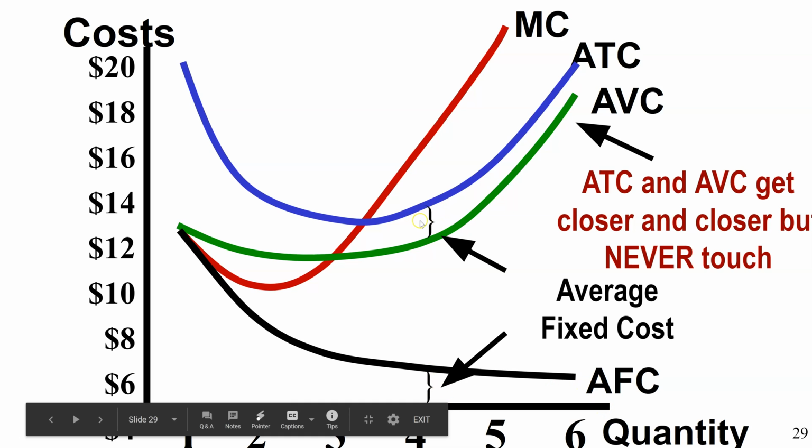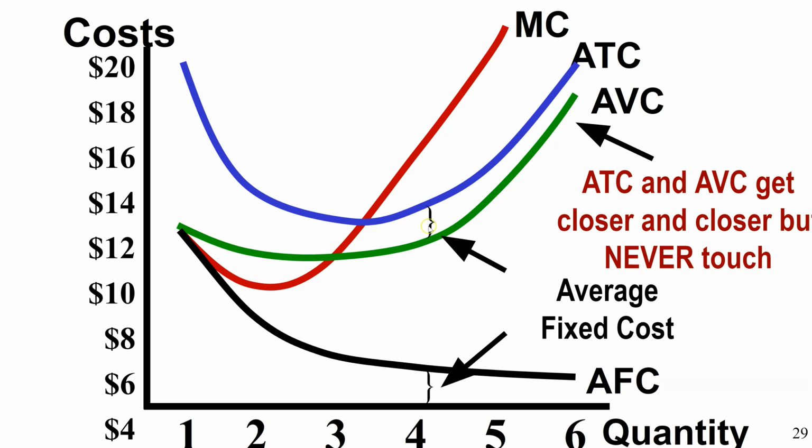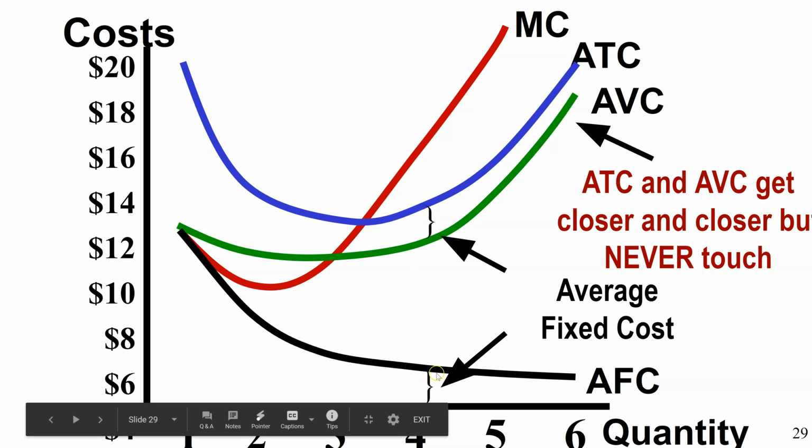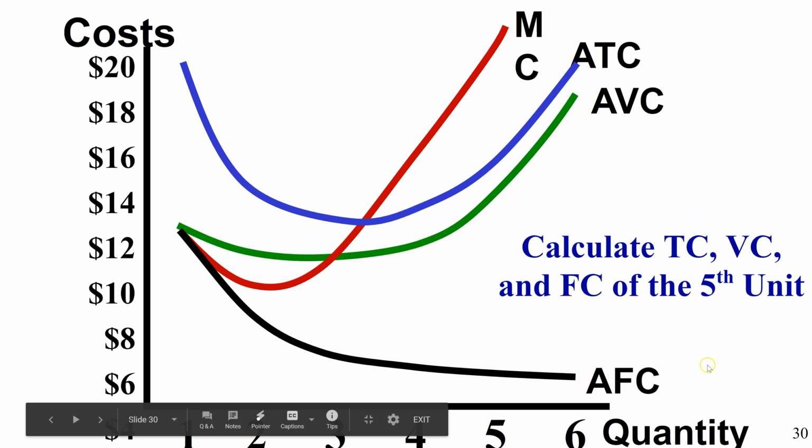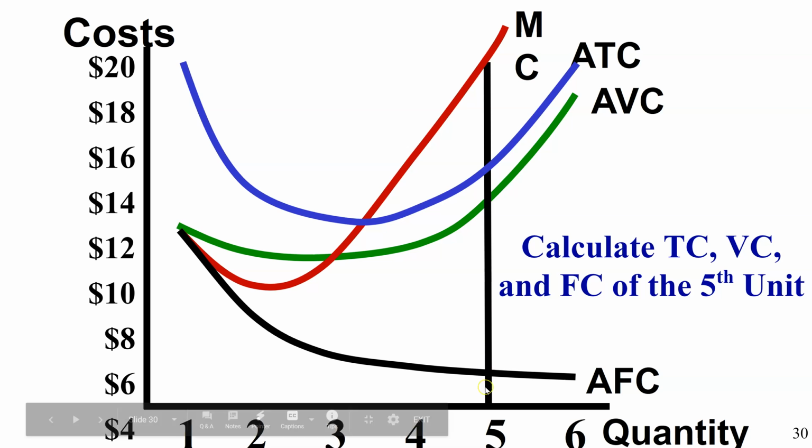The same distance here, because this is the difference between variable cost and fixed cost. And we see that fixed cost passed along down here in terms of the savings of the spreading effect. Okay, so if we were to calculate the total cost, variable cost, and fixed cost of the fifth unit, we would draw a straight line and see where that fifth unit intersects these lines. Doesn't matter where they intersect over here or over here. We're looking at just the lines that intersect on this fifth quantity.